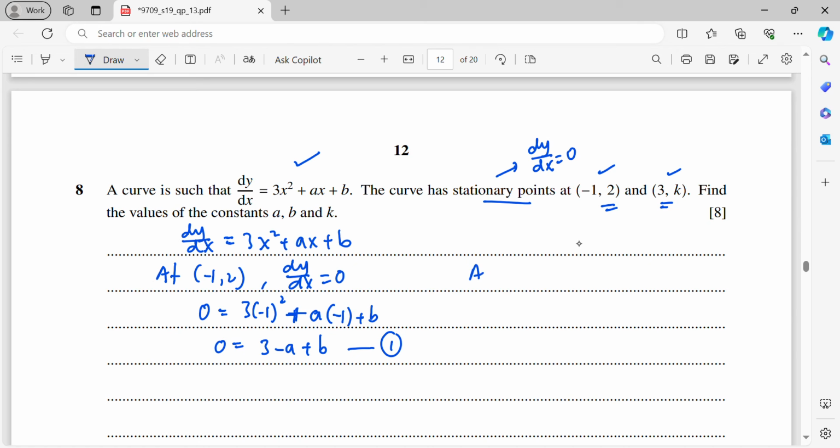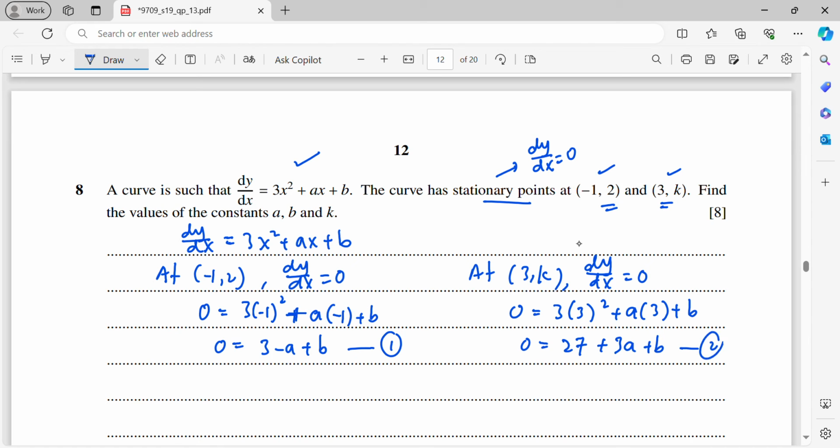And at the same time, at the other point, 3, k, dy/dx is also 0 because that is also a stationary point. So now 0 equals 3 times 3 squared plus a times 3 plus b. Therefore, 0 is 27 plus 3a plus b. This is my second equation.